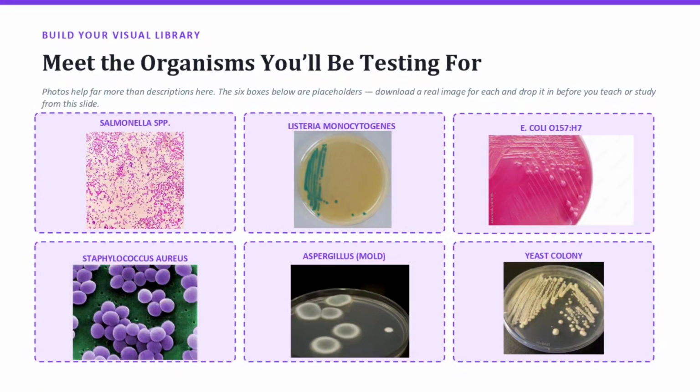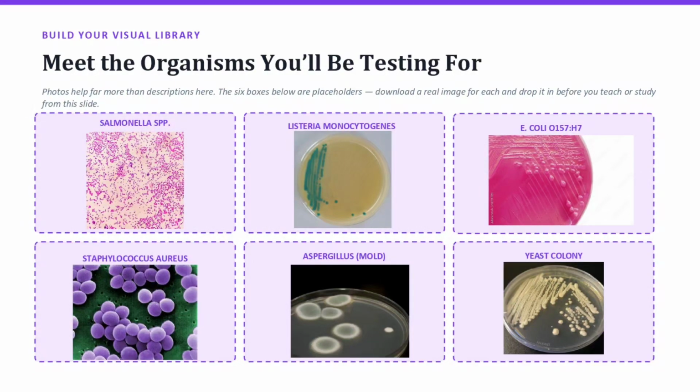Now, something a little different. From this point in the series onward, I want you looking at real pictures of real organisms, not just descriptions. You will see 6 organisms on this slide, each with a real photo next to it. Take a moment on each one before moving on. Start with Salmonella species. Notice the rod shape and the pink to red coloring that is characteristic of this genus once it is stained or grown out.